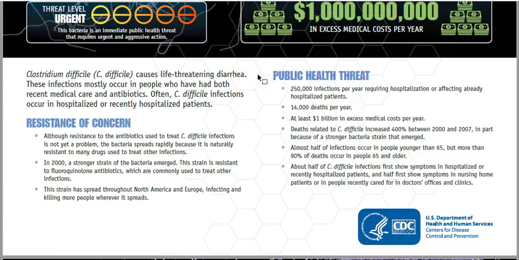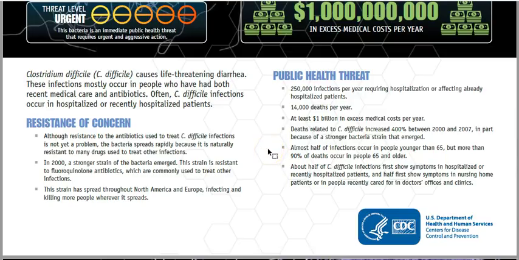Public health threat. 250,000 infections per year requiring hospitalization or affecting already hospitalized patients. 14,000 deaths per year. At least 1 billion in excess medical costs per year. Deaths related to CD increased 400% between 2000 and 2007, in part because of a stronger bacteria strain that emerged.